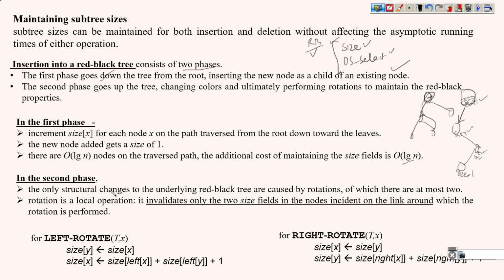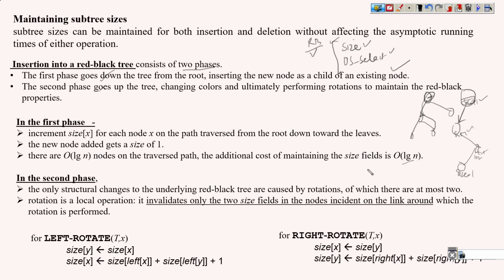In the second phase, as we discussed, we are going to either change the color. We have three cases in the red black tree. If it is case one, we are simply changing the colors. Otherwise, we may be doing rotations, and rotations are to be done, that is maximum two rotations. We know the property of red black trees, that we are doing maximum two rotations to fix the tree.